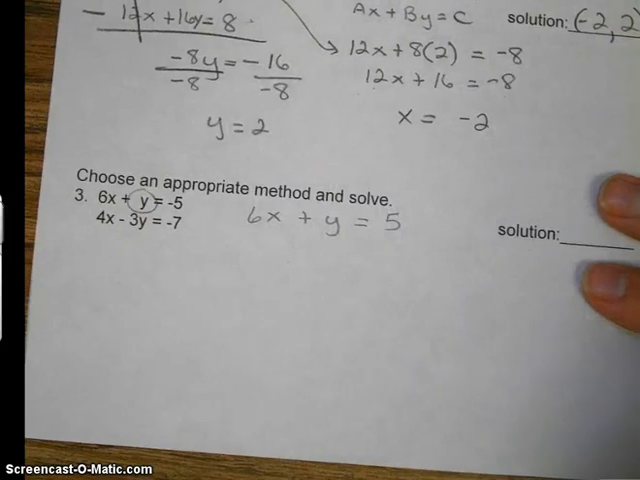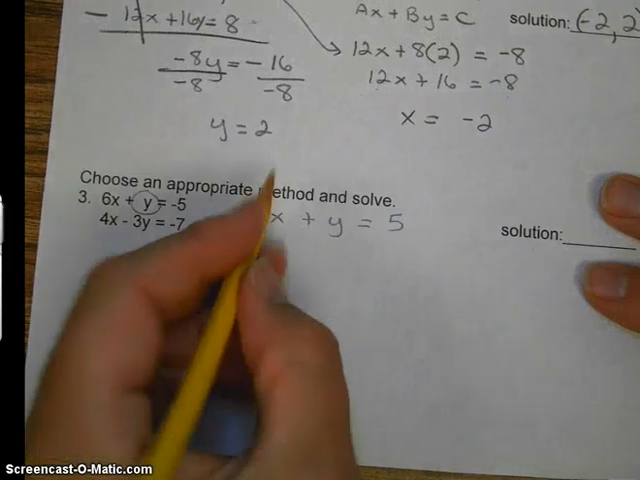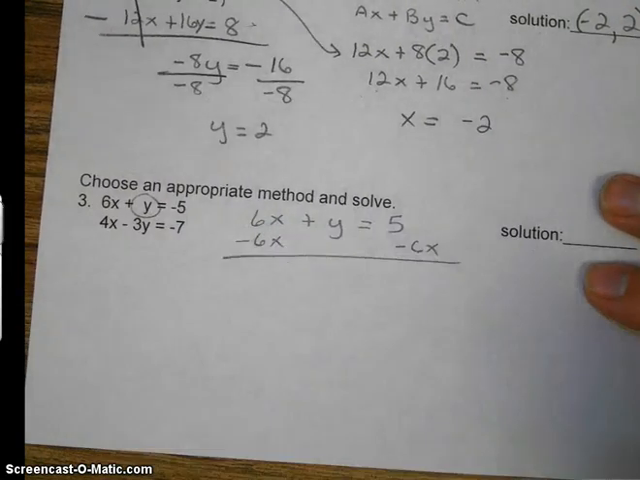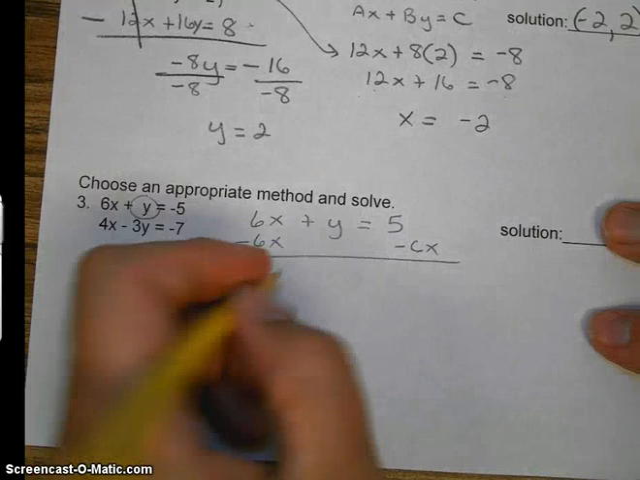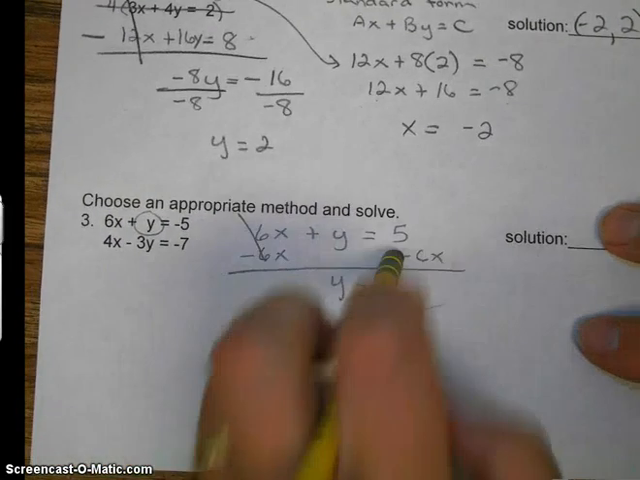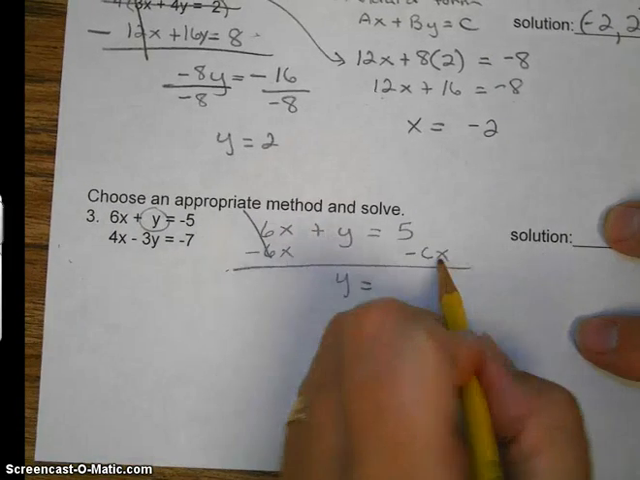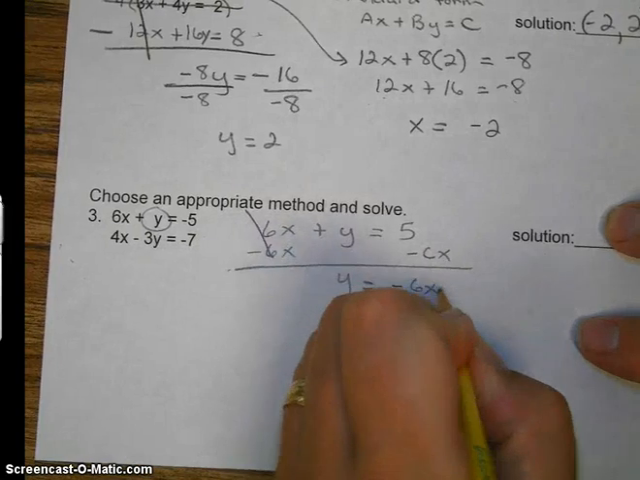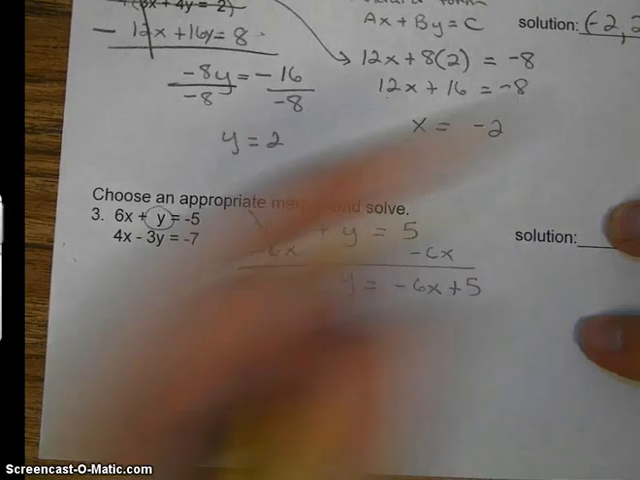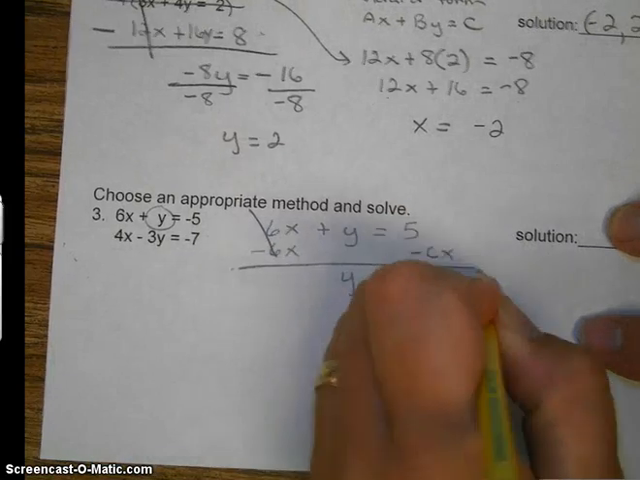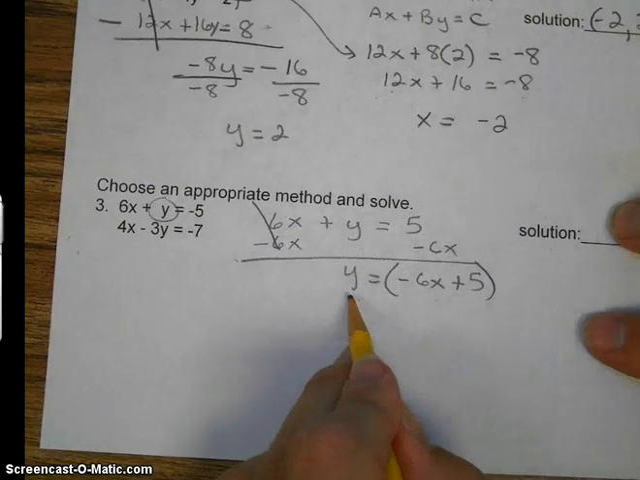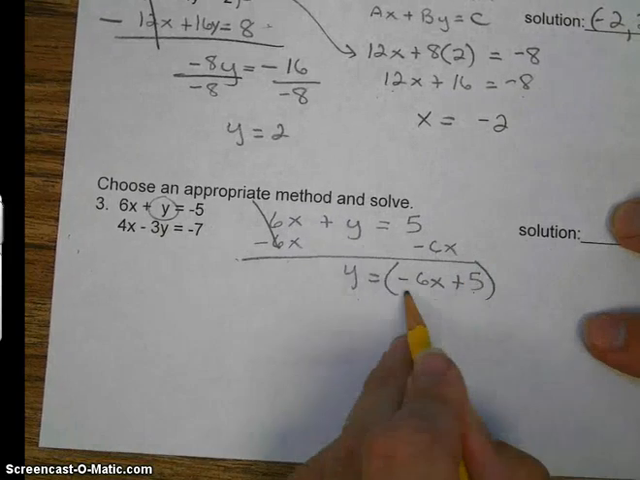All I have to do is get rid of the 6x. So we're going to get rid of it. Okay. And let's see. We get y equals, and yes, it doesn't really matter, but I like to put the x term first. It's a good habit to be in. So we know that y equals that. So that means everywhere I see a y, I can put in that expression.